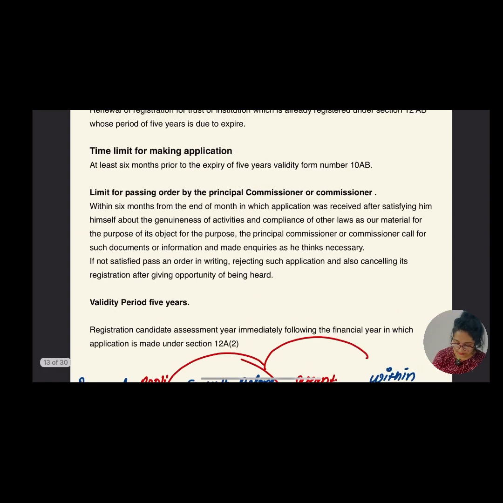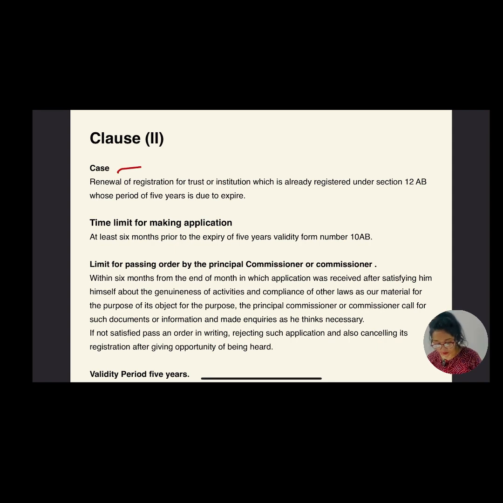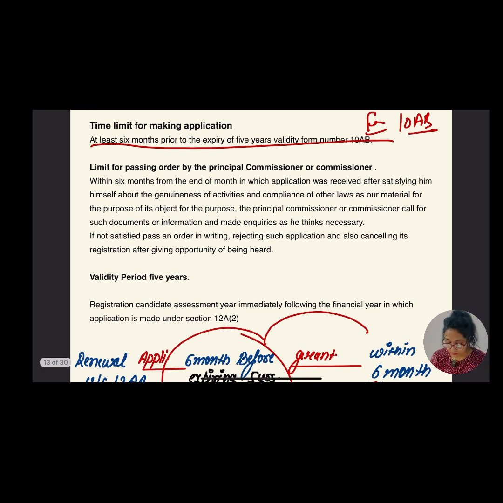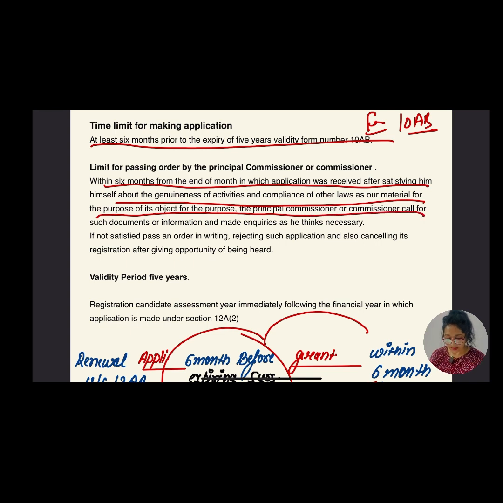So let's go for clause second. Renewal of registration for a trust or institution which is already registered under section 12AB, whose period of 5 years is due to expire. Time limit for making the application is at least 6 months prior to the expiry of the 5-year validity, in form 10AB. This is the same form number now. And what is the time limit? Within 6 months from the end of the month in which the application was received, after satisfying himself about the genuineness of the activity and compliance with other laws, for the purpose of its objects, the principal commissioner or commissioner can grant it. This is again the same thing.